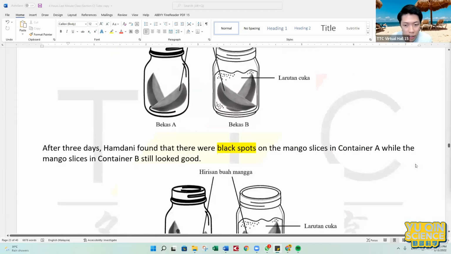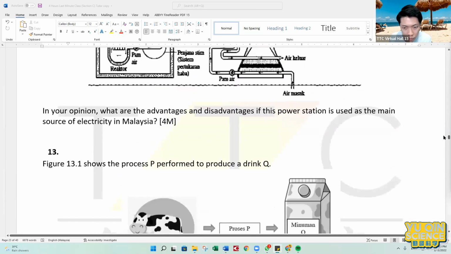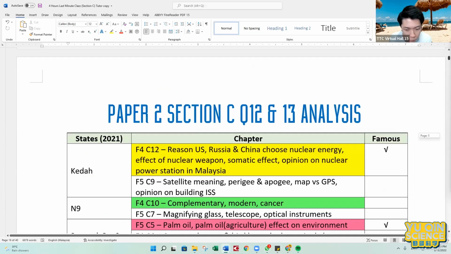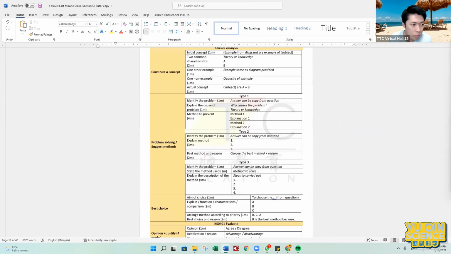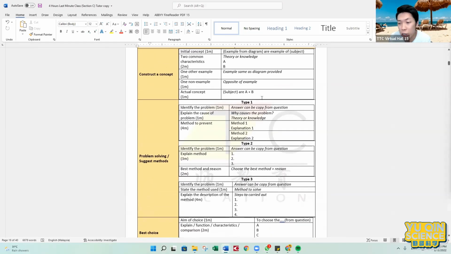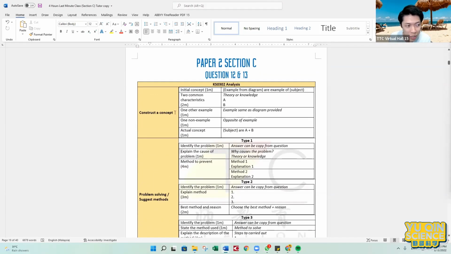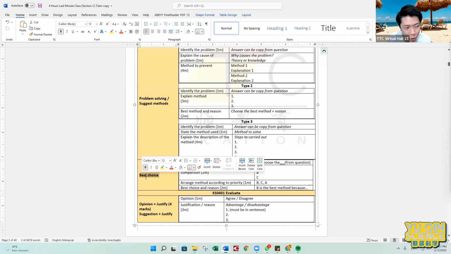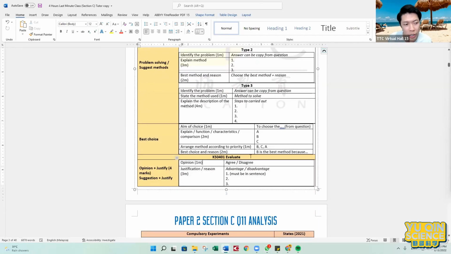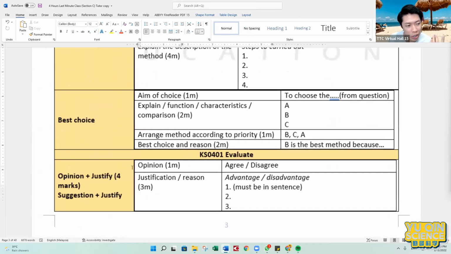Okay, so let's jump back to the formatting a bit. Now, section C, question 12 and 13, you have basically concluded everything we have here: concept question, problem question, best choice, and there's a new thing here called evaluate, which is skill number 4. Skill number 3 was all the application just now. Skill number 4 is evaluate, like say good or no good, and give advantage and disadvantage.